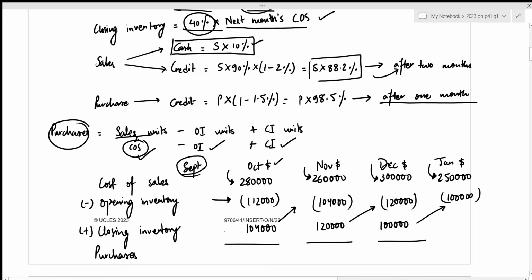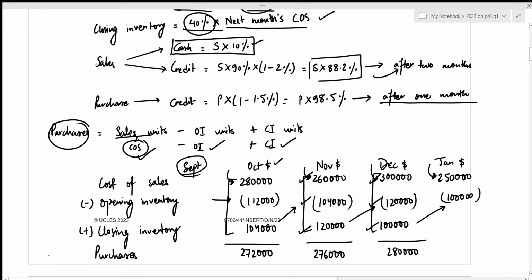For the month of October, that will be 280,000 minus 112,000 plus 104,000, which results in 272,000. For the month of November, that will be 260,000 minus 104,000 plus 120,000, which results in 276,000. And for the month of December, that will be 300,000 minus 120,000 plus 100,000, which results in 280,000.